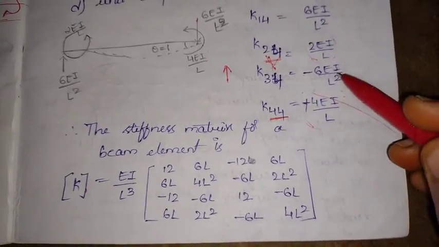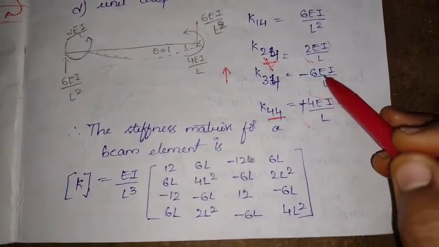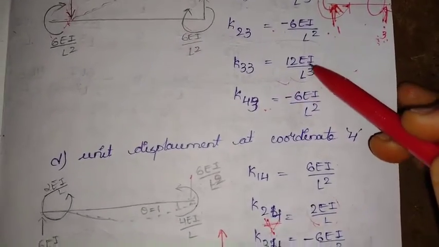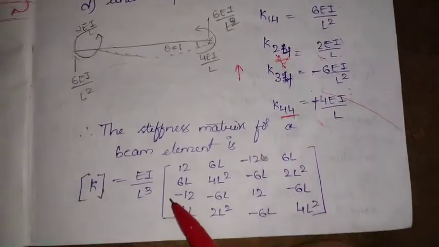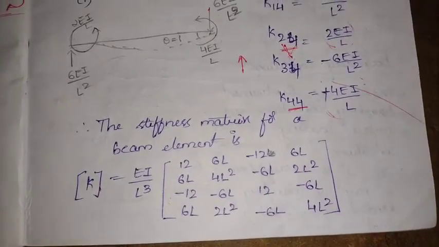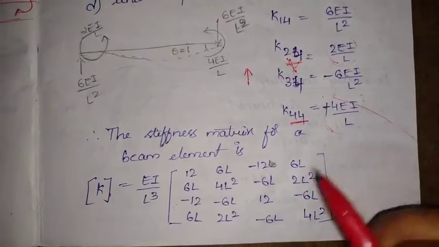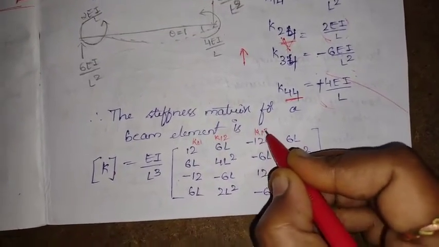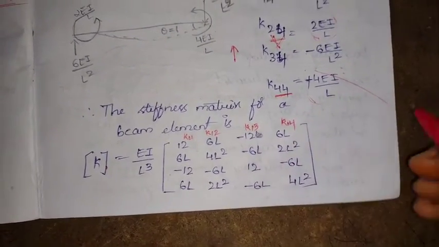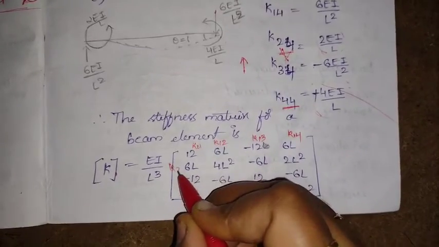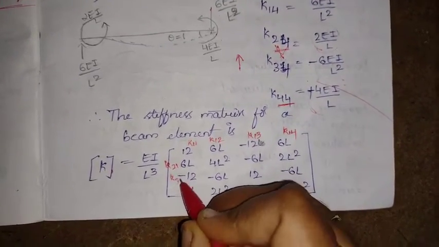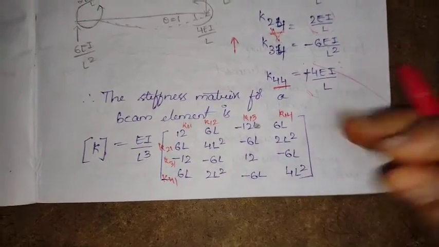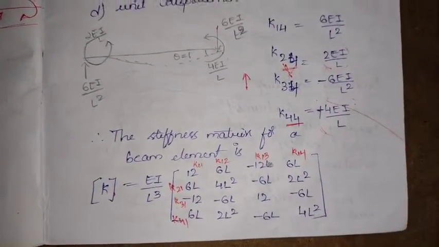We'll be taking EI by L cube common, that is 12EI by L cube we have here, right? So we'll just be writing this, that is nothing but K11, K12, K13, K14. Here it is again K21, K31, K41. Okay, this is the stiffness matrix for a beam element.